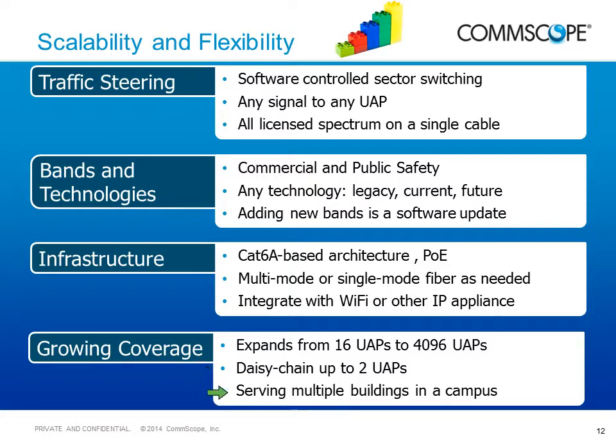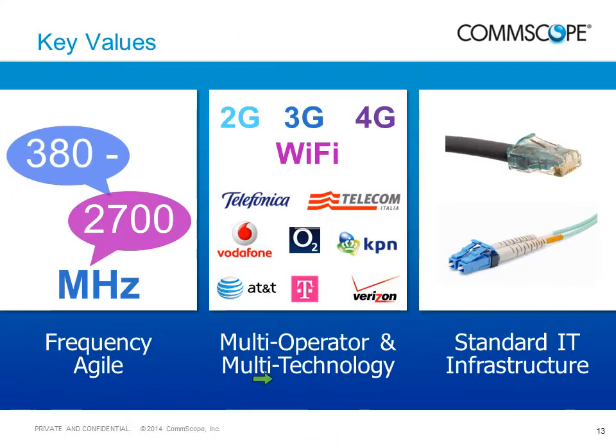The key values. Again, we are frequency agile. Anything between 380 to 2700 megahertz is supported by ION-E. We support multiple operators, multiple technologies, multiple modulations at the same time. And the infrastructure we use is standard IT infrastructure. It's a Cat6a, and then either single mode or multi-mode fiber depending on the application or availability of the fiber.